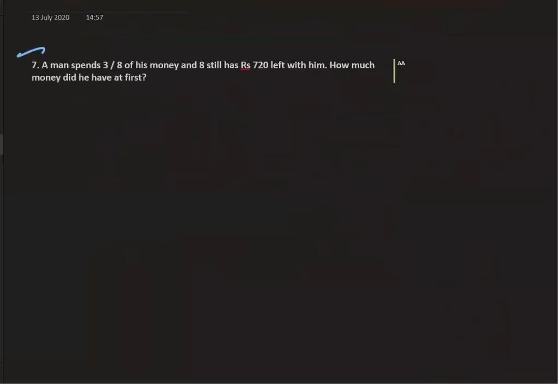Question 7 says, a man spent 3 upon 8 of his money and still has rupees 720 left with him. This is question 7. I think, is there something wrong in this question? Book se match kariye.